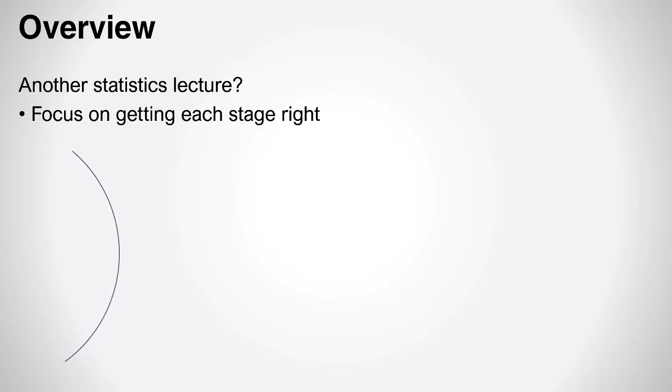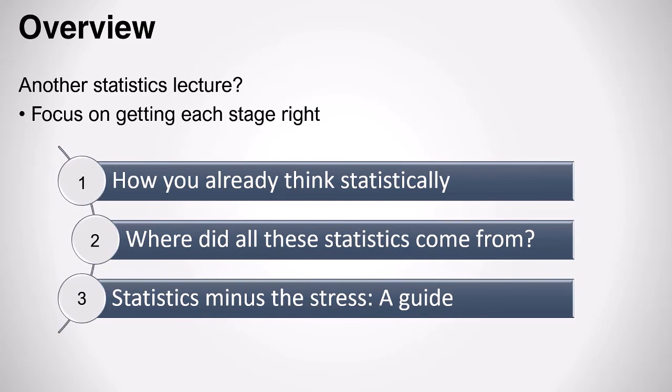So, just another statistics lecture? Not quite. We focused on getting each stage right, and we did that by looking at how you really already think statistically to a certain extent. We looked at the start of the session at heuristics, which are kind of human statistics based on our own experiences, our personal experiences, and how if you try and think more statistically about the world, you'll generally have a better experience of it.